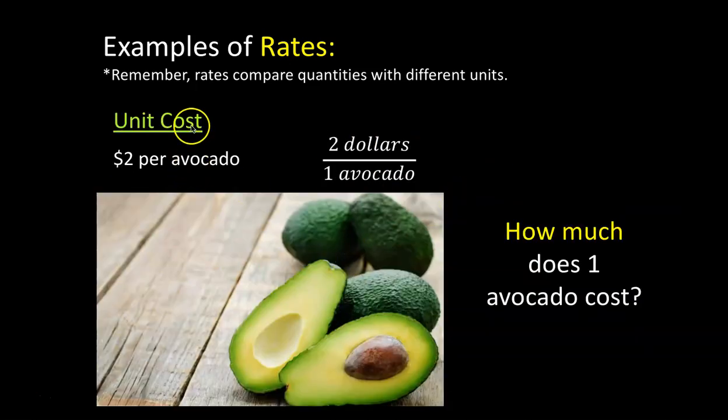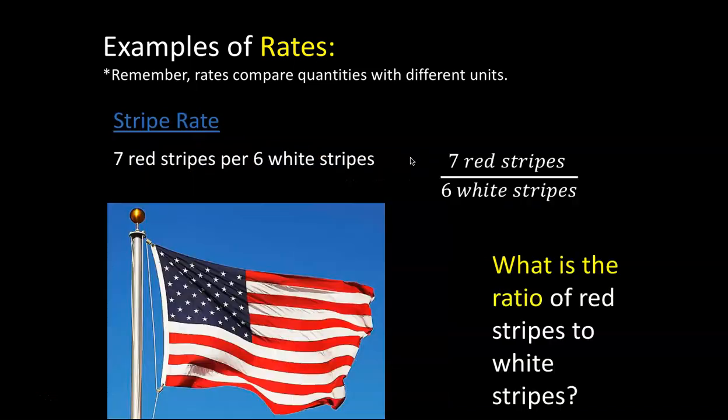Our next example is a unit cost. This is also a rate. How much does one avocado cost? $2 per avocado. You could even create a ratio or a rate out of the red stripes to white stripes on the American flag. There are 7 red stripes to 6 white stripes on the American flag.